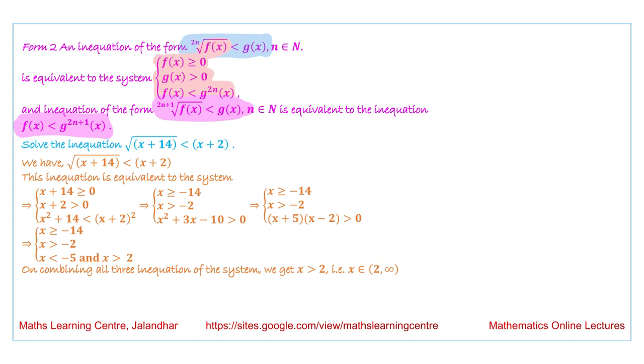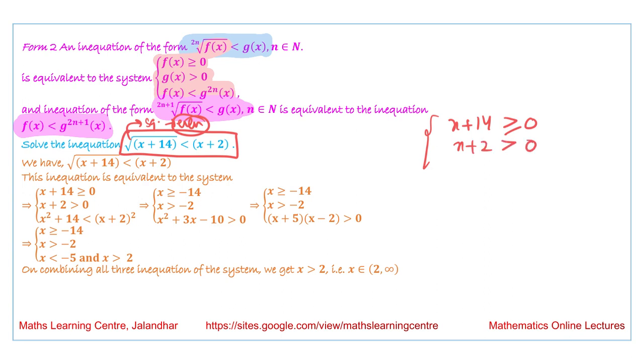So based upon this we have this problem over here. The root we have over here is a square root, so it is even. So we can write that it is equivalent to: x plus 14 should be greater than or equal to 0. The value of x plus 2 should be greater than 0. And the value of x plus 14 should be less than x plus 2 square.